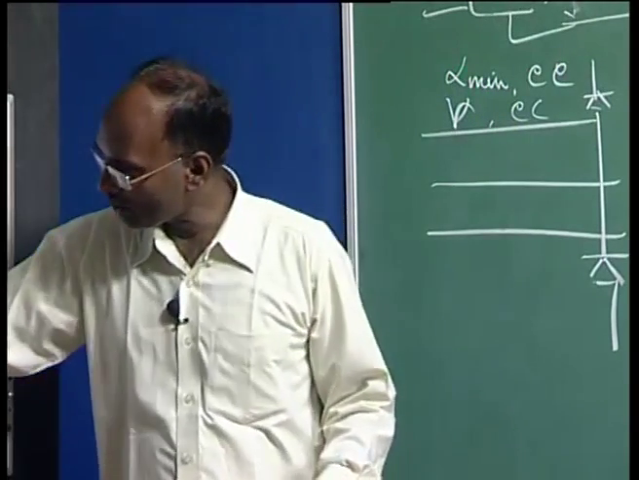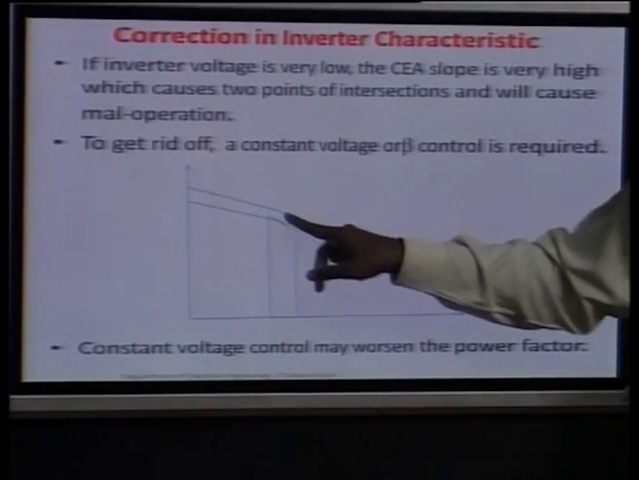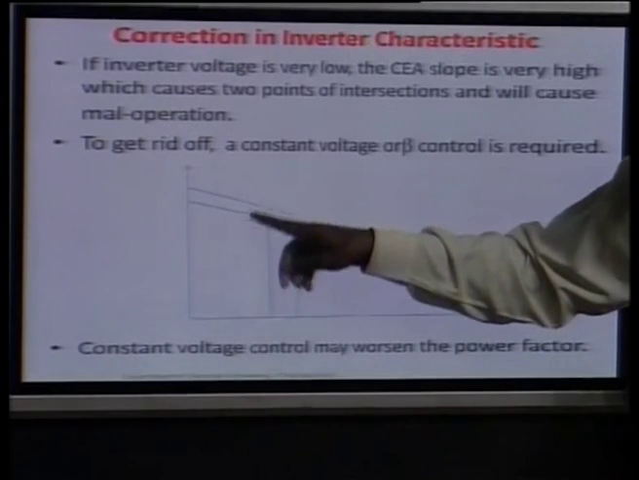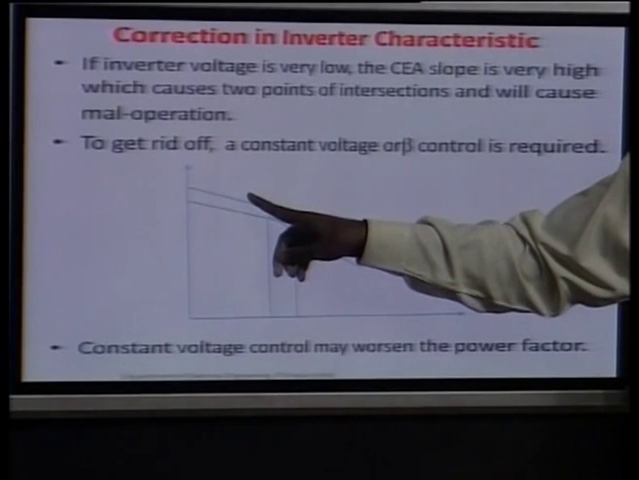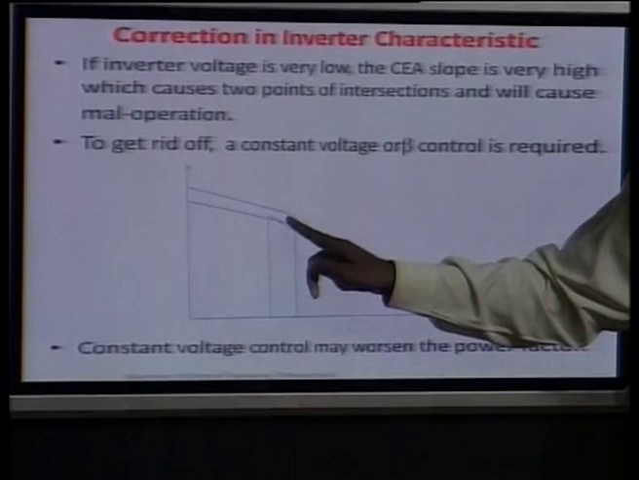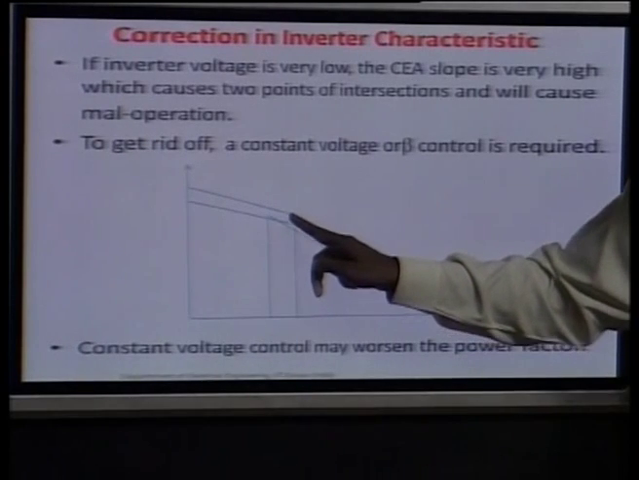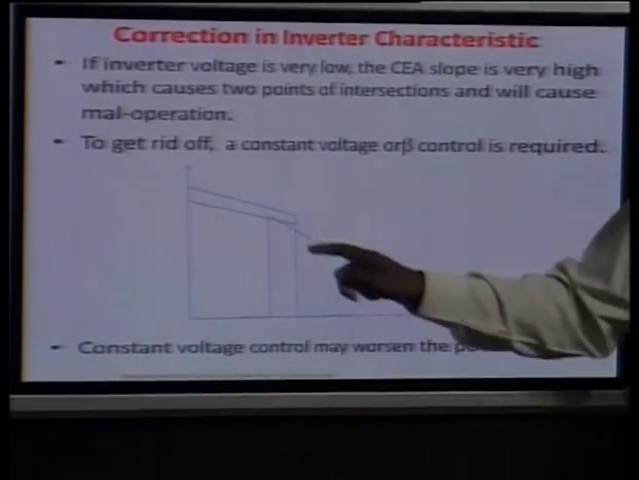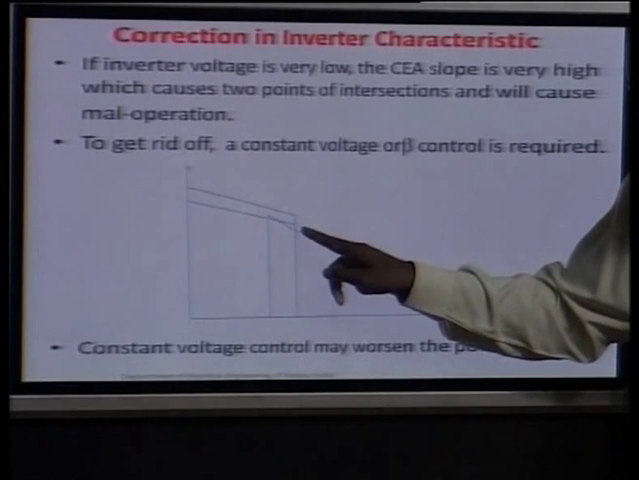Now you can see if the slope is more here in this case, and this voltage is less this side, in any way you can see we are having the intersection here as well as here. The two intersections here, there, even though you can say we are having so many, 1, 2 and 3.